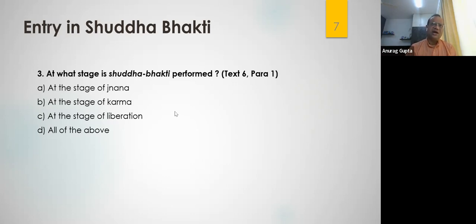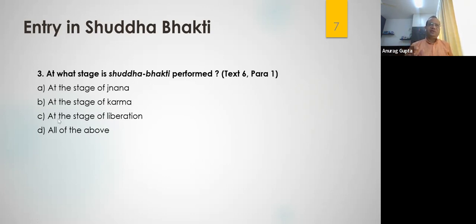There are no impurities in the heart of the advanced devotee. That is what it means as Brahma Dravatvam. The word Brahma Dravatvam that comes in text number 6, Prabhupada is quoting Gita 14.26 and saying Brahma Bhuyaya Kalpate. Then the question is, at what stage is Shuddha Bhakti performed? And the answer is at the stage of liberation. Shuddha Bhakti means now you are studying Nectar of Devotion.